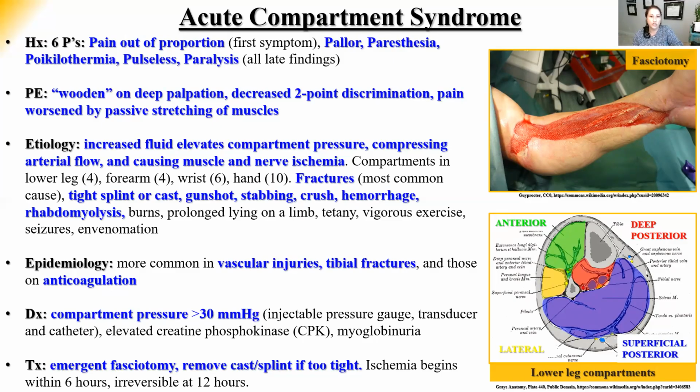Treatment for this, you can see in this top picture there, this very large incision. This is called a fasciotomy. You're opening up the compartments to allow for expansion and thereby reducing compression on the vessels and on the nerves. If it's caused by a cast or splint that's too tight, you want to remove that. But this is an emergency. So ischemia begins within 6 hours and it becomes irreversible at 12 hours. So you want to know how to identify this and get orthopedics involved in this patient's care right away.